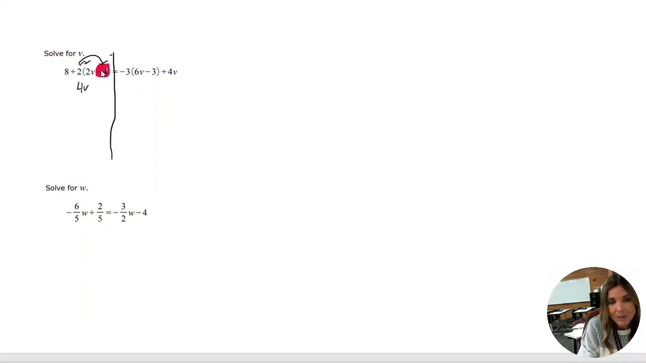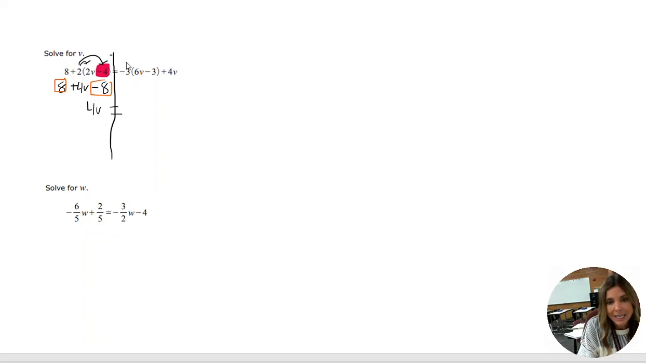you have to remember that this term right here is a negative 4. Anytime there's a subtraction sign in front of a term, it makes it negative. So 2 times negative 4 is negative 8. This was a positive 4v, and we also have a positive 8. And we are not done simplifying this side yet because we can still combine these two constants, right? Those two numbers, 8 and negative 8. Those combine to make a 0, which leaves us with 4 times v on the left side.